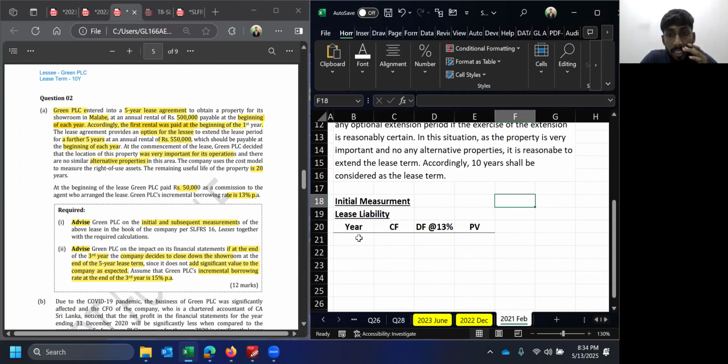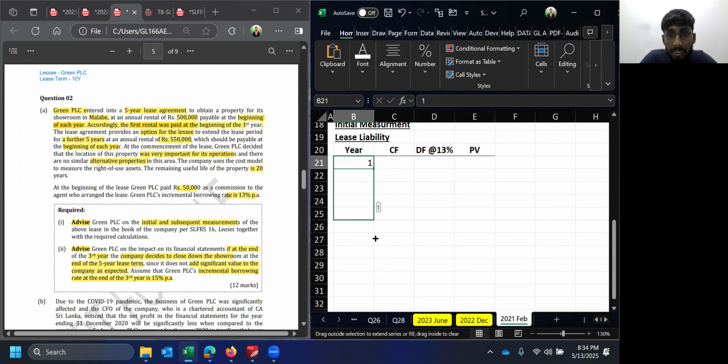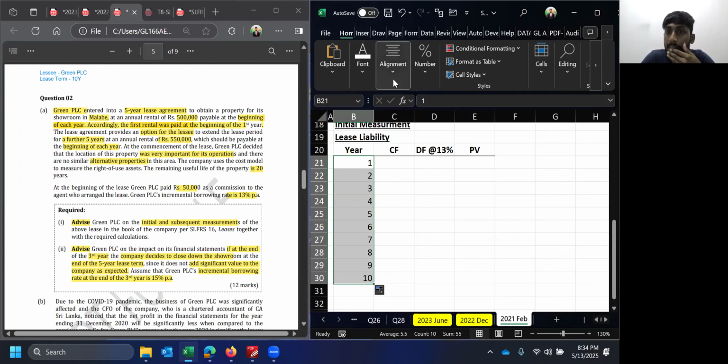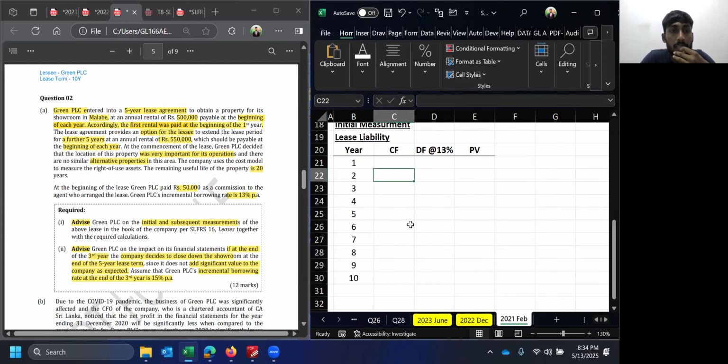So it is 10 years, right? Cash flows, 9, 10. Okay. Cash flows payable at the beginning. So the first year payment we shall not consider. Why? It will be included in the right of use asset. Payments are in the beginning.